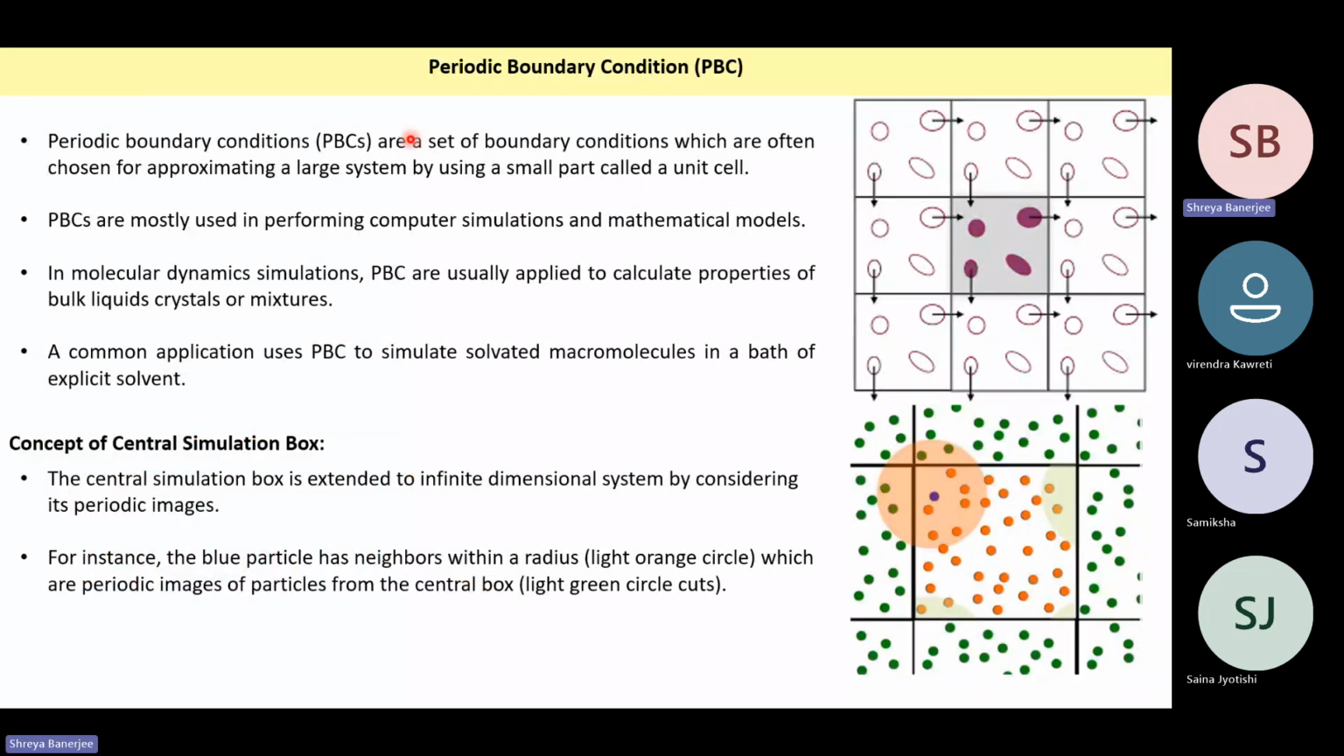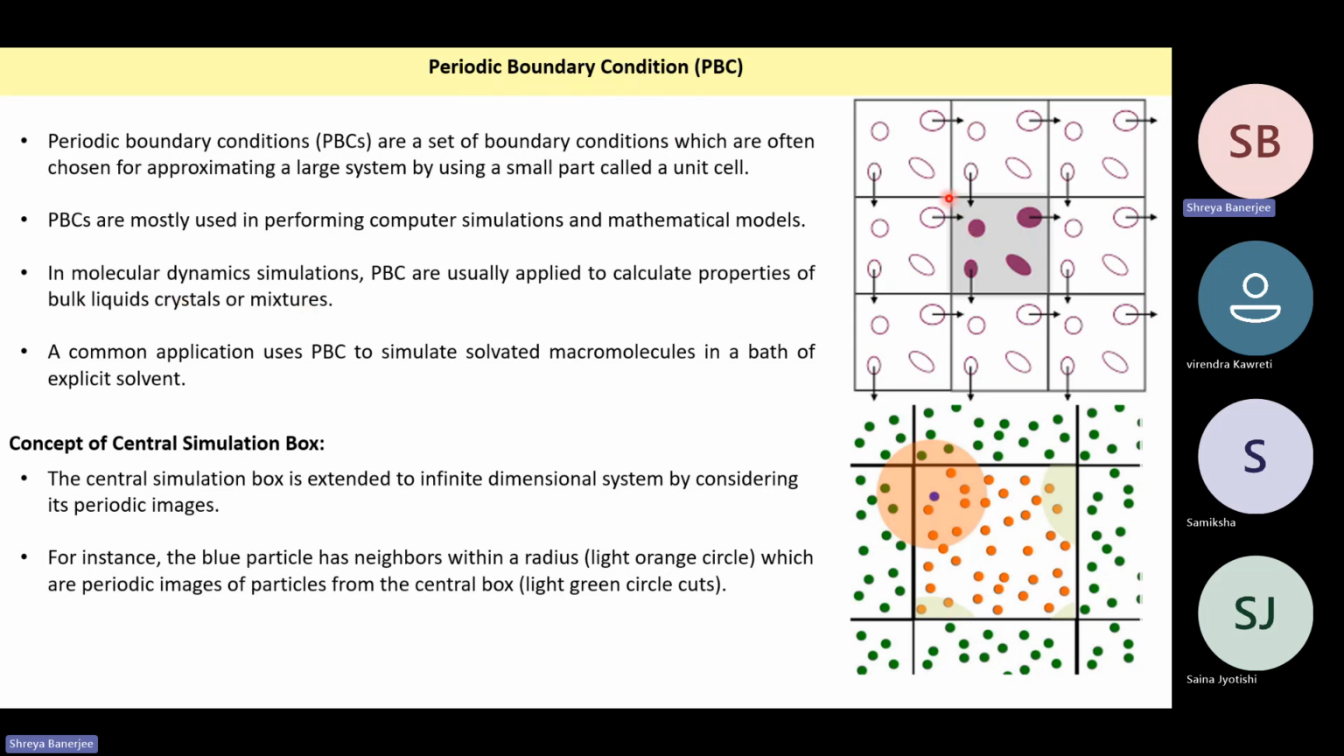Another thing is to define periodic boundary conditions. So basically, like in a crystal, we used to choose a unit cell. Periodic boundary condition is to specify a certain boundary in which we are doing the simulations. So suppose you want to calculate the properties of a bulk, crystal, or mixture.